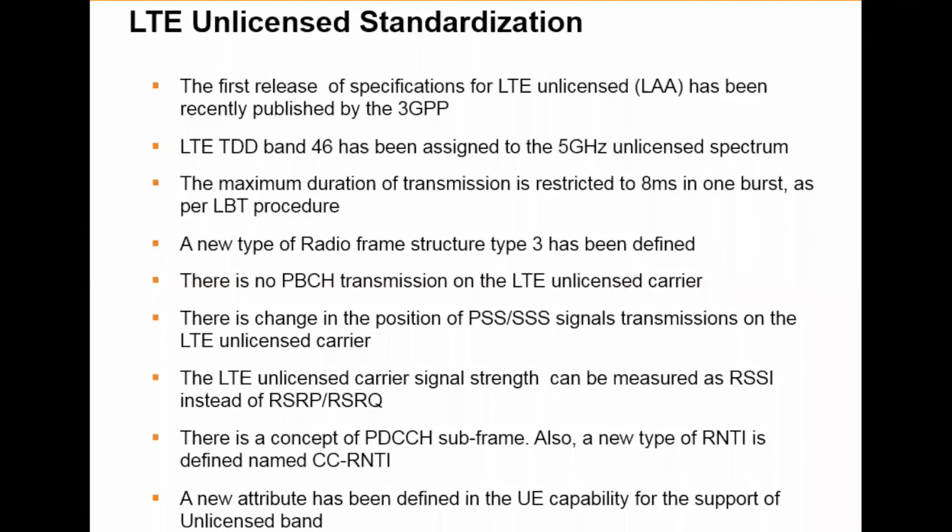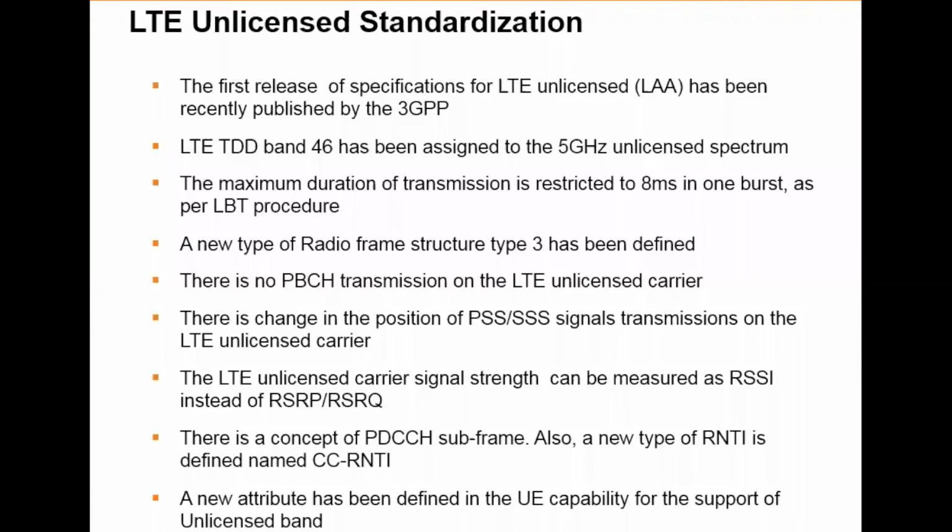As the 3GPP standard has just been published, there are a few changes, some of which were expected, but some more changes have come. So I will just state what the changes are. The first release specification of LTE unlicensed has been recently published. TDD band 46 has been assigned to the 5 GHz unlicensed spectrum. The maximum duration of transmission is restricted to 8 milliseconds in one burst. So whenever you find that the channel is free, you cannot transmit more than 8 milliseconds in one go.